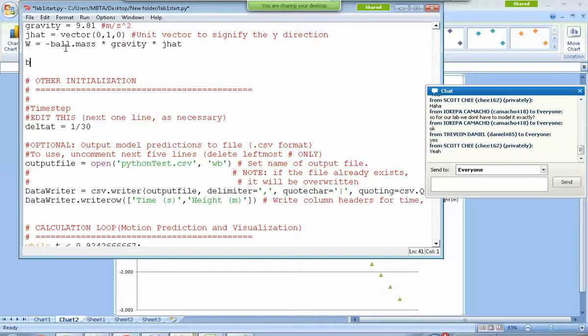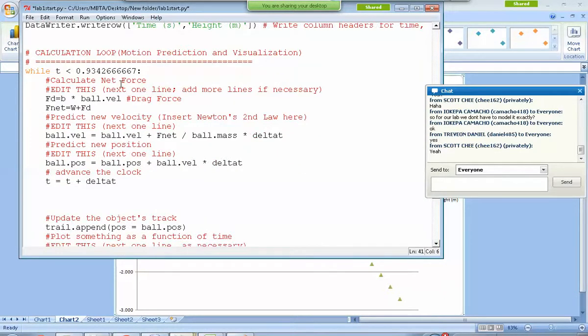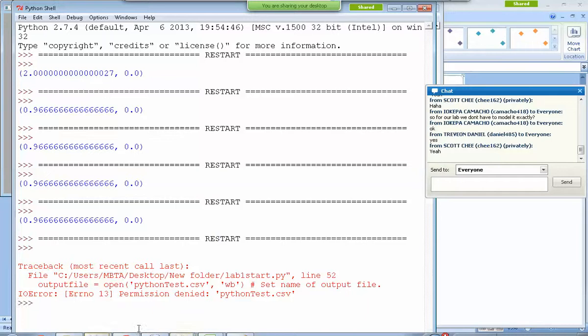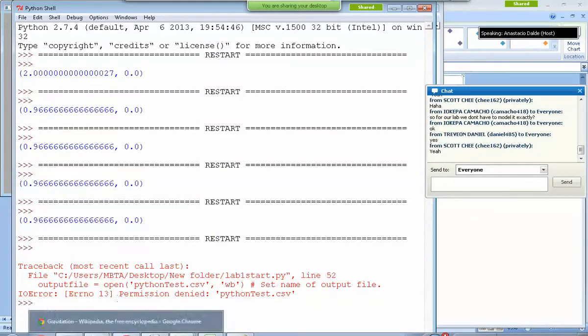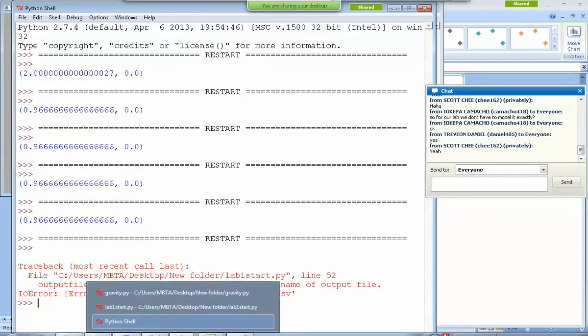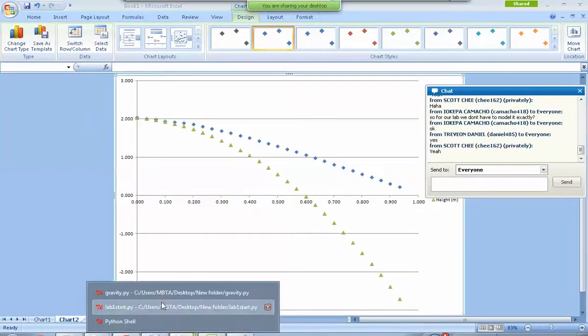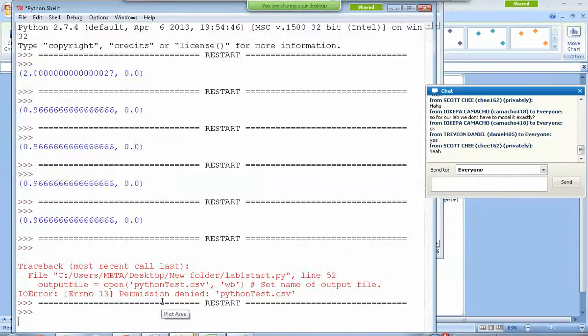I think that we should say B is equal to 1. I'm just making this up because I have no idea. Actually, let's make it 0.1. I think drag forces are closer to around there. Let's F5 that and see what that looks like. Oh, it didn't like it. Oh, you know why? Because I had Python test open. There we go. F5.